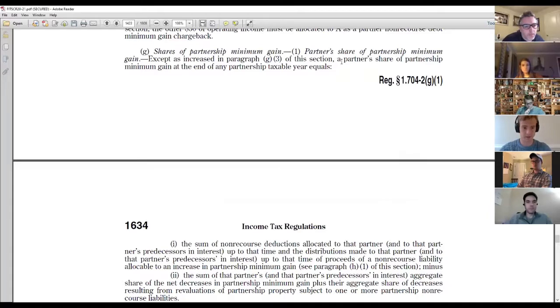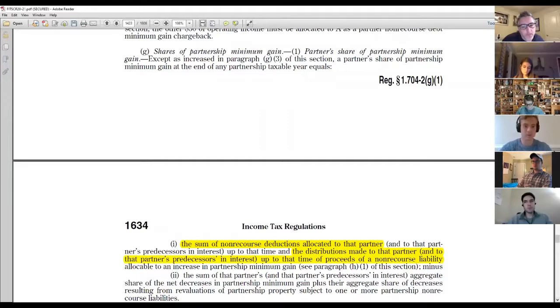What is a partner's share of minimum gain? It equals the sum of the non-recourse deductions allocated to that partner, and the sum of distributions made to that partner out of non-recourse liabilities, reduced by any minimum gain that's been charged back through a minimum gain chargeback. So in this fact pattern, it's just the sum of the non-recourse deductions.